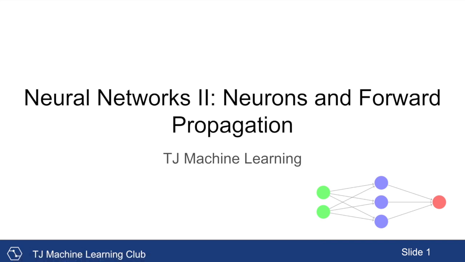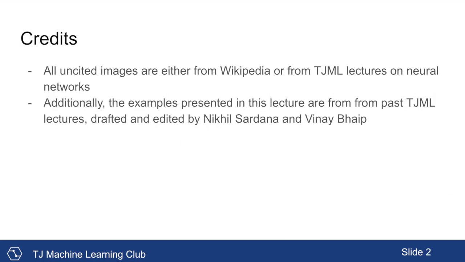Alright, so hi guys. This is going to be the second lecture in the neural network series, and in this lecture we're going to be talking about neurons, which are basically extensions of the perceptron idea that we talked about last lecture, and we're also going to be talking about hooking up these neurons to form neural networks, and then conducting forward propagation on those neural networks. So let's get started. These are credits, in case you want to find any of the images.